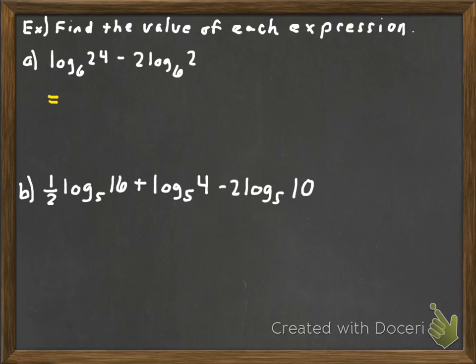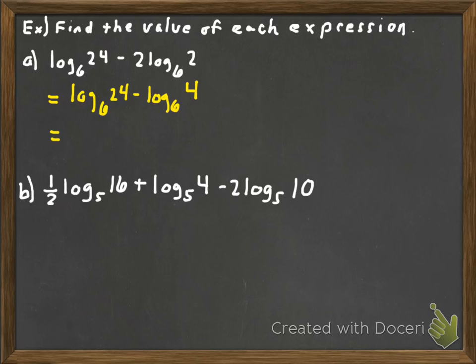You see we got the difference of two logarithms, and the second of those logarithms has a coefficient. Let's take care of that coefficient first, and let's make this log base 6 of 24 minus log base 6 of 2 squared. Now 2 squared, of course, is going to give you 4, so let me just go ahead and write 4 right there.